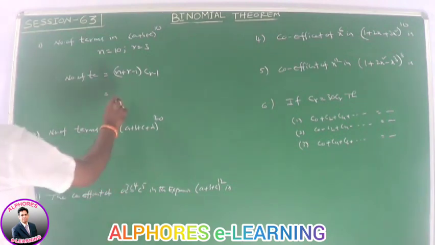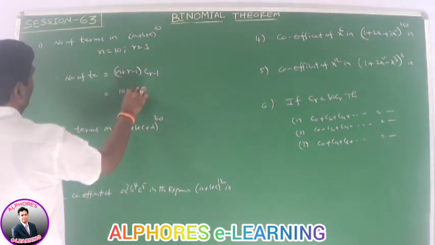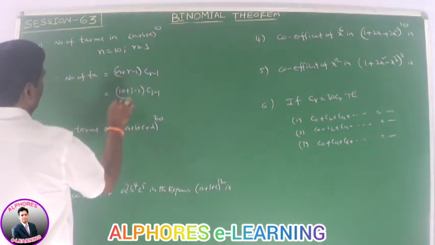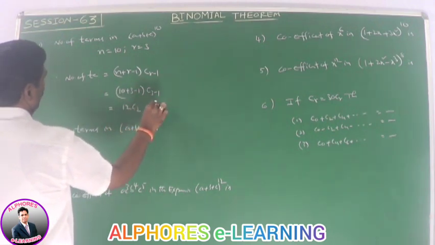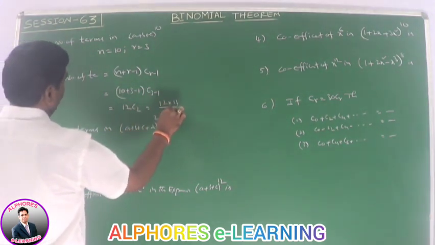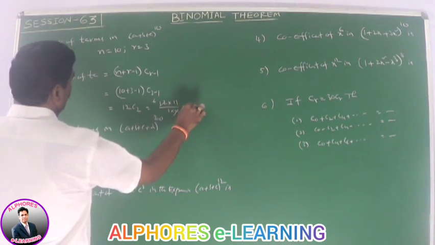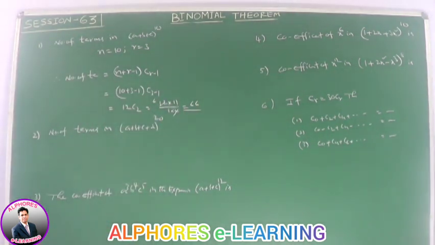n plus r minus 1 c r minus 1 means 10 plus 3 minus 1 c 3 minus 1. That means 12 c2. What is the value of 12 c2? 12 into 11 by 1 into 2, that is 6 times 11, which is equal to 66. Number of terms in that expansion is equal to 66. Please note that value.